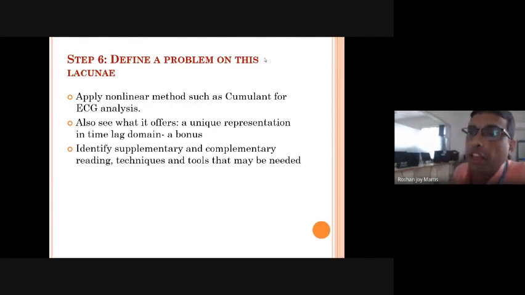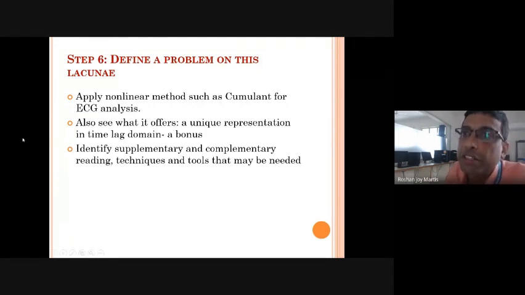Okay, then I used nonlinear methods such as cumulant, bispectrum, etc. These are some of the nonlinear methods, unlike time domain measurements like mean, standard deviation, etc. Bispectrum is another measurement which is nonlinear. It finds the relationship between variables in a nonlinear manner. Okay, then what does it offer? It gives a unique representation in the time lag domain.